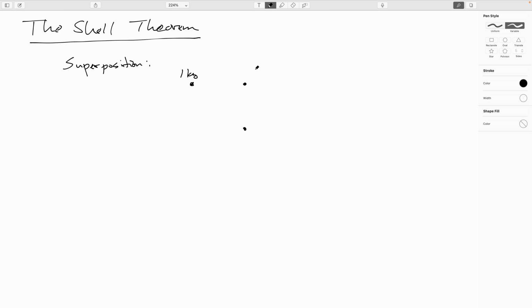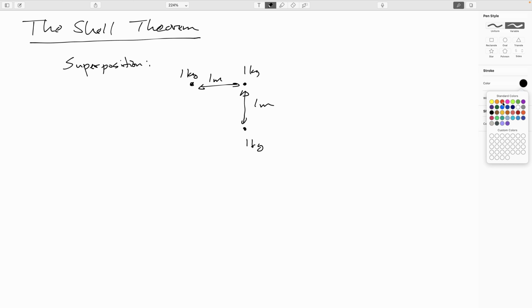1 kilogram, 1 kilogram, 1 kilogram. Let's say this distance is a meter. That distance is a meter. What I want to find is the gravitational force that these two objects exert on this one.